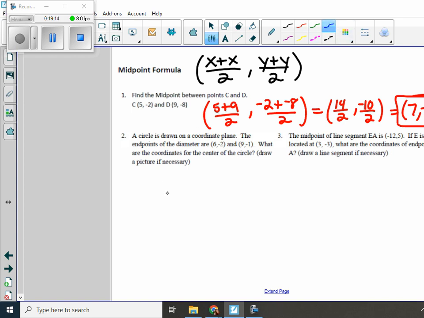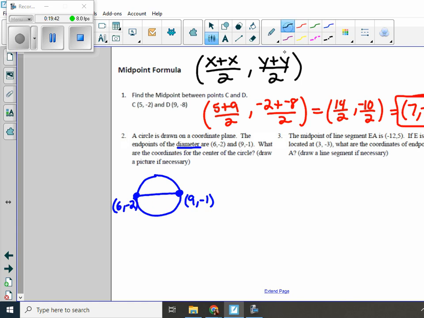All right, next one. Circle drawn on a coordinate plane. Okay, if we have a circle and they tell us we have a diameter, guys, what's a diameter? Yep, in the middle across the whole circle, you're right. Okay, so it says the endpoints are at (6, -2) and at (9, -1). It wants the center of the circle. So your center is going to be what the diameter goes through, right? We want to find out what this point is, which isn't that the middle between these two?